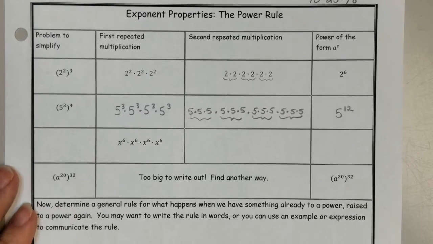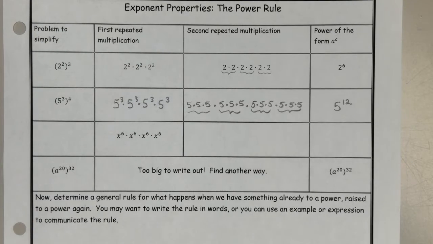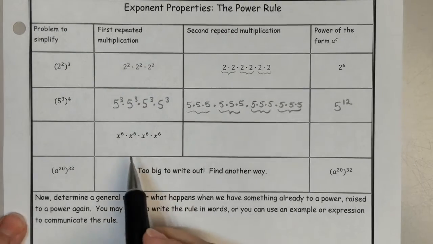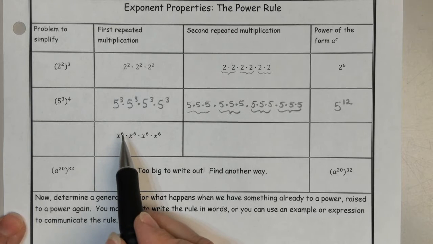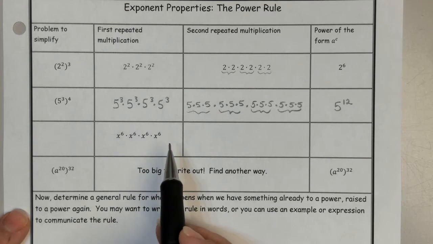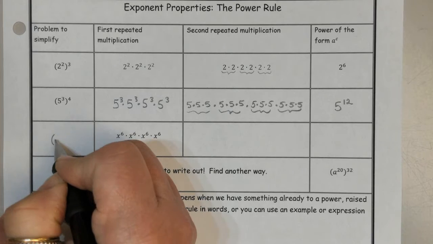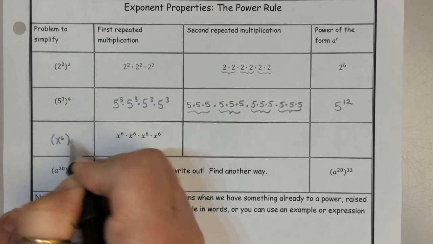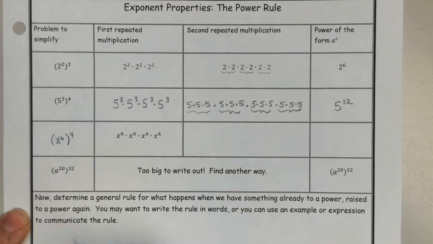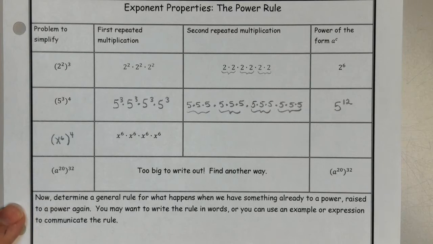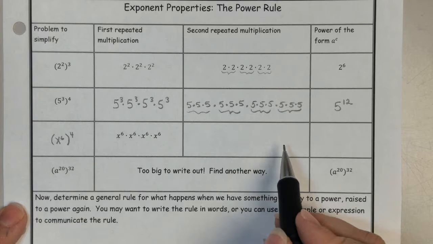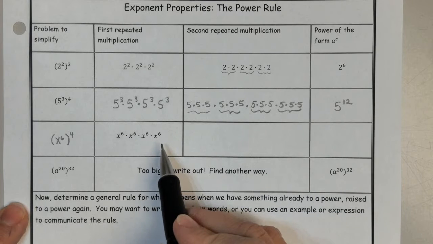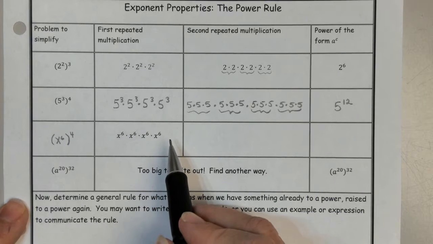So you might be starting to see where we're going with this. Let's go backwards with this one. This is x to the 6th power, and it's multiplied by itself 4 times. So x to the 6th is my base, and 4 is my exponent. Now, I don't think there's room in this box for me to write all this out, so let's talk about the fact that you're probably figuring out the rule by now.